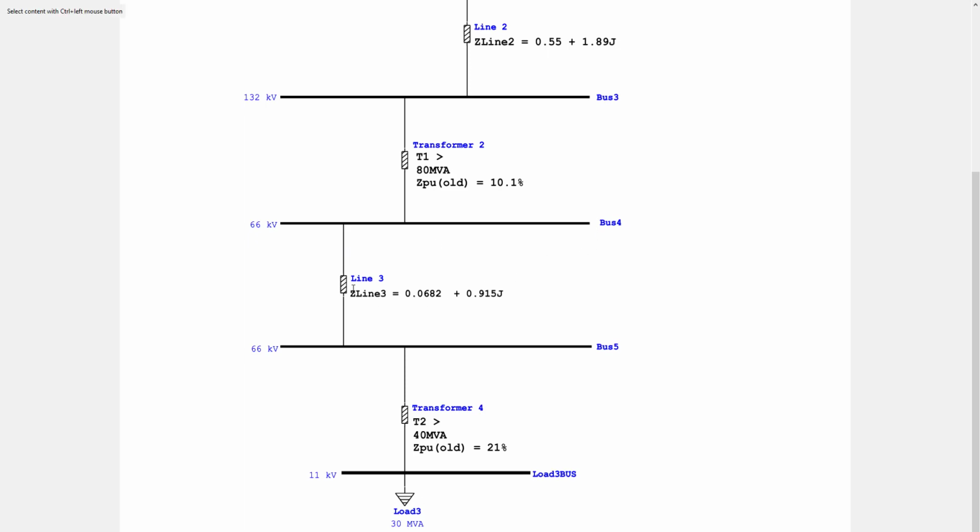And this is bus 4. Now this is a step down transformer that's taking from 132 to 66. And we go to line 3 and then bus 5. We're not going to be dealing with this transformer. I've just included them for illustration purposes. This is a load section. It's going into a load, but we're not going to be worried about that. We're only concerned with the protection of this bus bar.